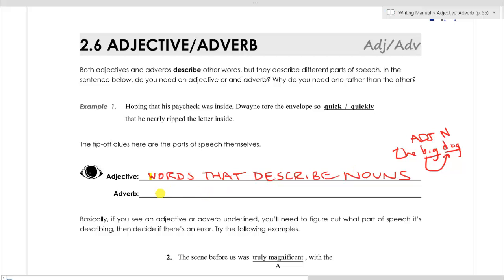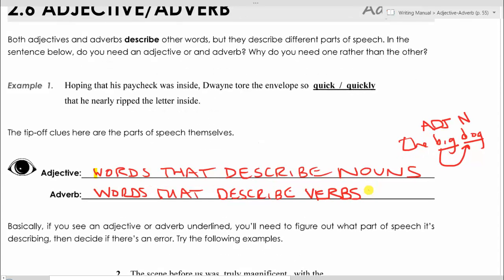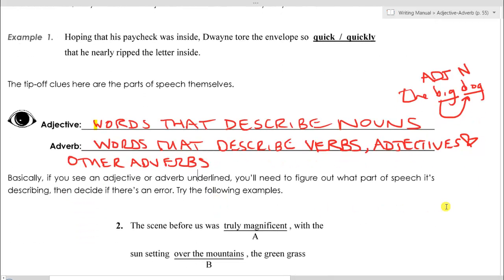Words that describe nouns. Adverbs are words that describe, most people just say verbs, but adverbs actually can describe a few different other parts of speech. They can describe verbs. That is the most common response when students are asked what an adverb describes. But they can also describe adjectives and other adverbs. And I'm going to go ahead and give you an example of each of those just so you know what an adverb describing an adjective or another adverb looks like.